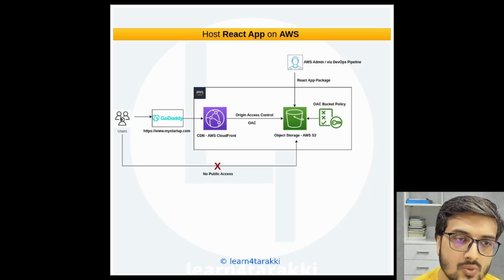So the end users, those who are going to use or see your website, are not going to access the S3 bucket directly. This S3 bucket is not publicly accessible. It will only be accessible via CDN, via CloudFront. So the end user first types the domain name into the browser. It can be any browser, and this is an example where the domain name has been purchased from godaddy.com, but you can also get it from the Route 53 service of AWS.